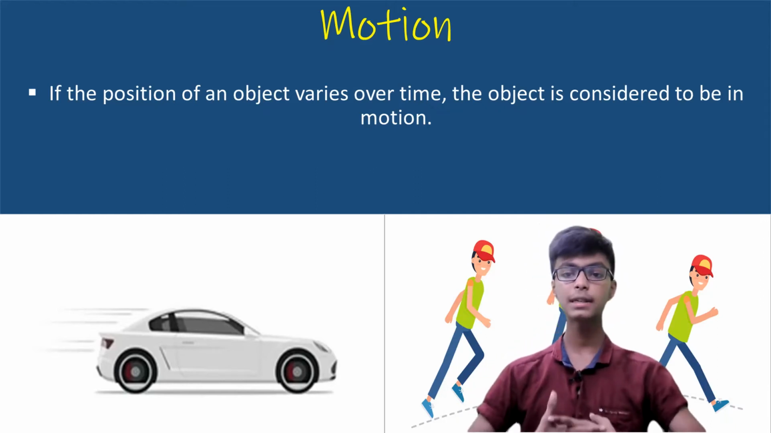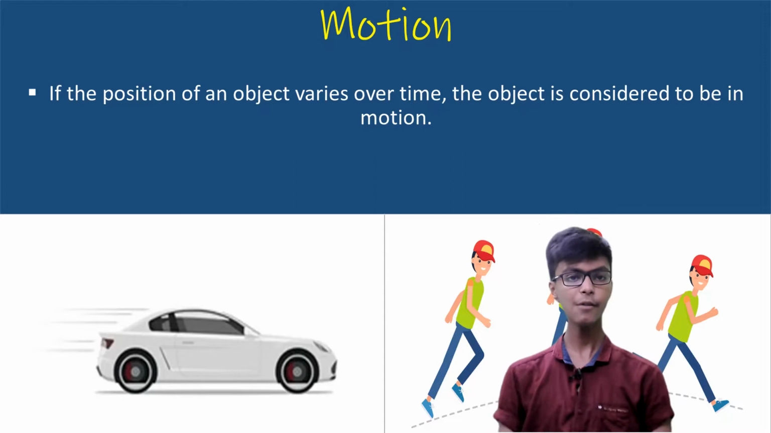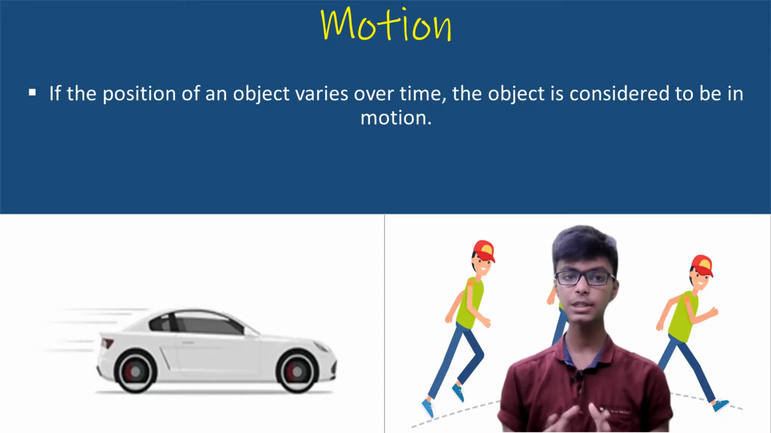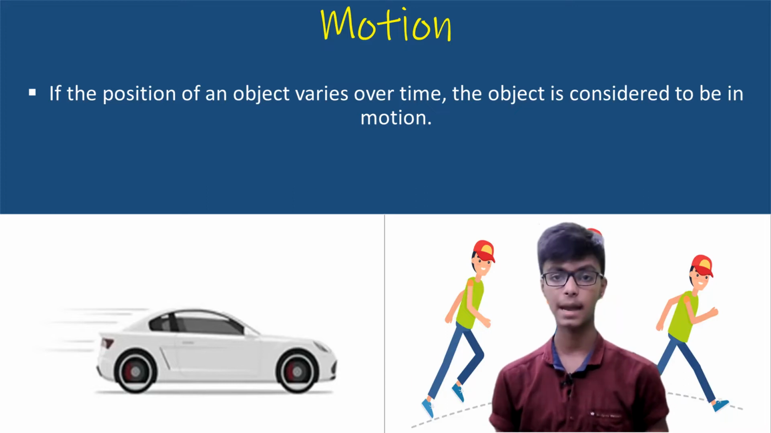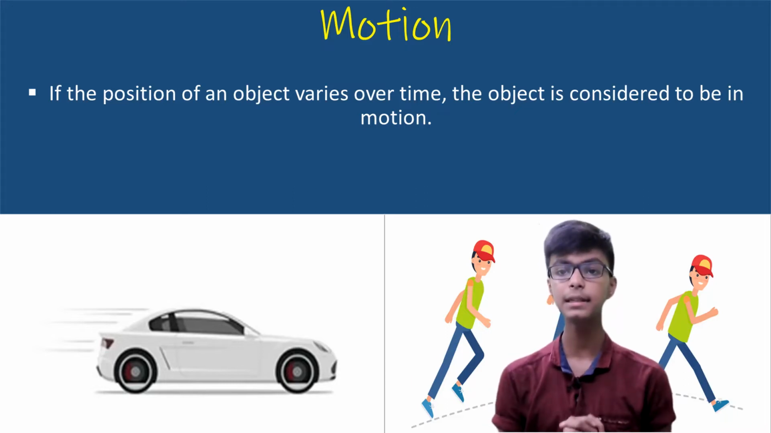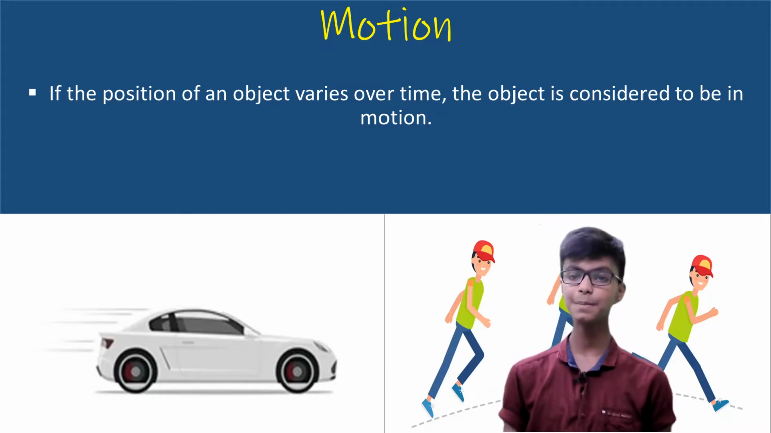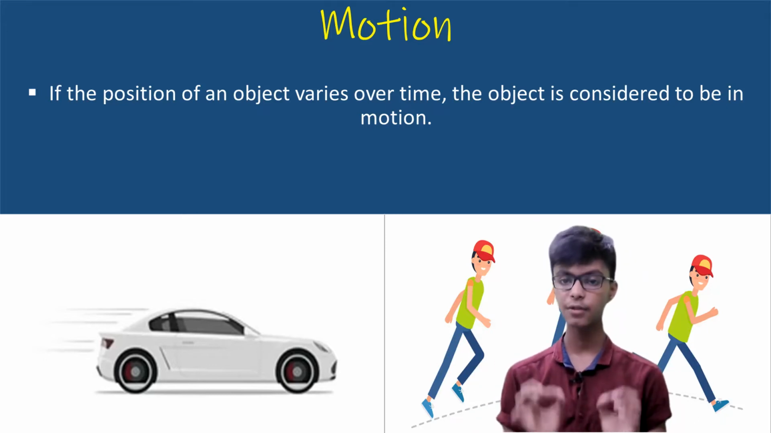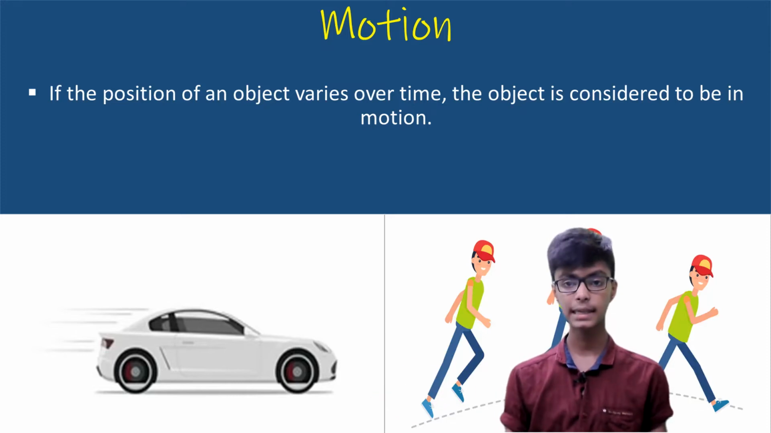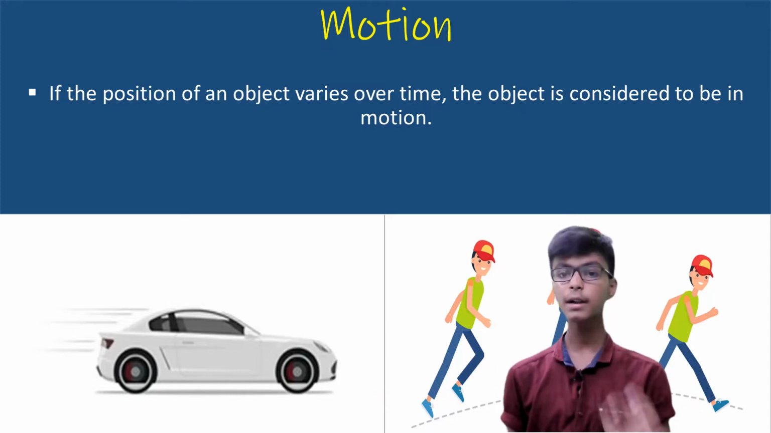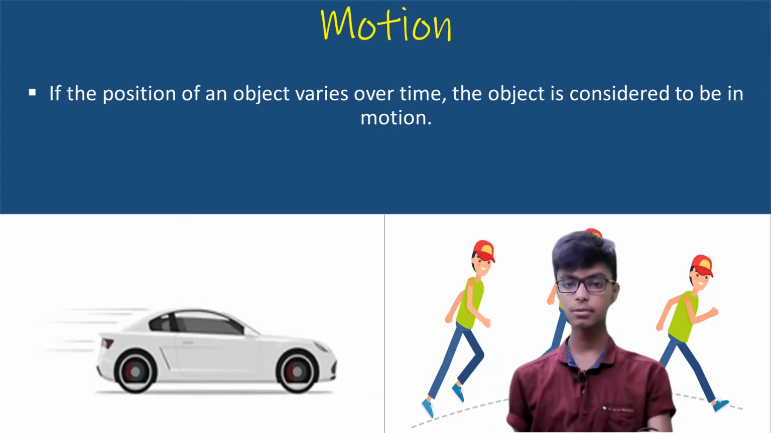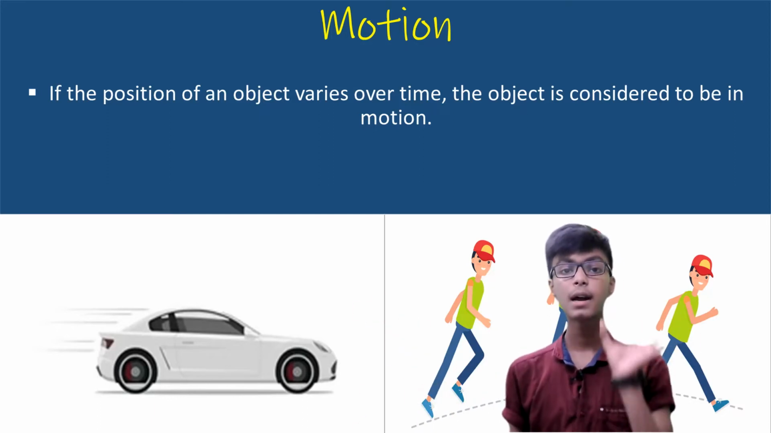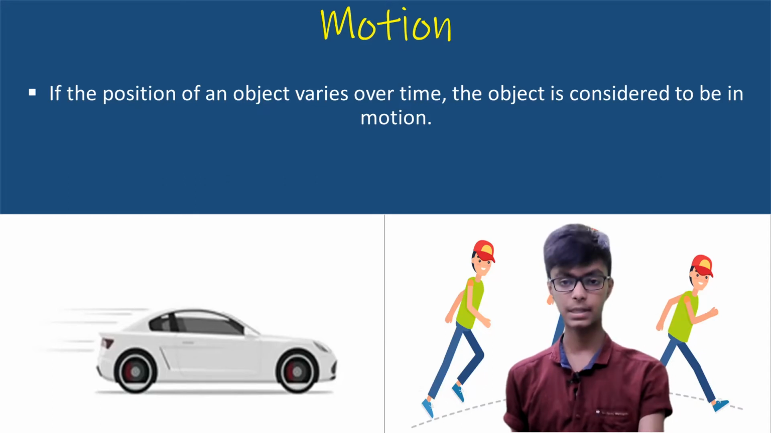So first, we need to understand the definition. What is written in the PowerPoint? If the position of an object varies over time, the object is considered to be in motion. What does it mean? In physics, we consider a thing to be an object, not as a thing. We just say, pass me those things, or living things, non-living things. We give the term object.